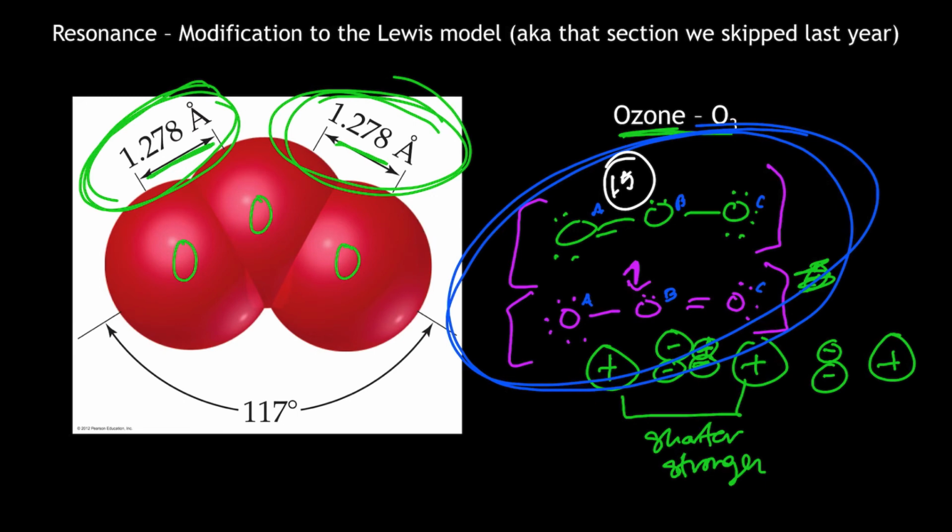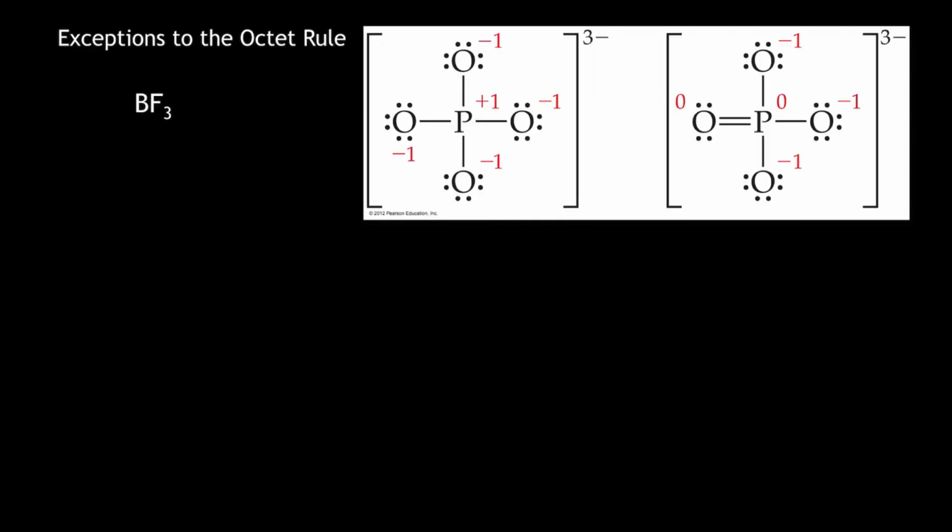Does that make sense? Okay. Next up, exceptions to the octet rule, because there are exceptions to everything, right? So for this one, last year, a lot of you were tempted to draw it this way, which is perfectly fine and a normal thing to want to do based on the fact that everything should have an octet, right? Because here, we've met all the criteria.